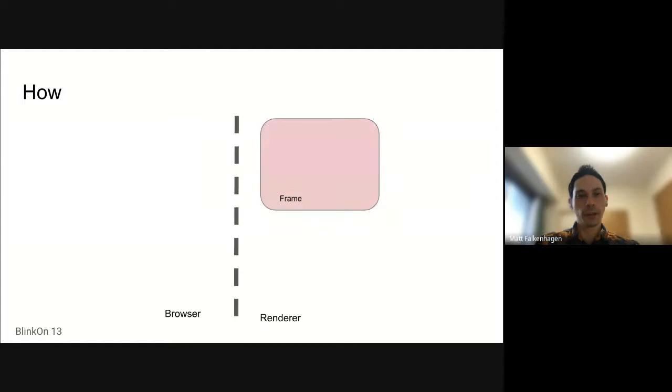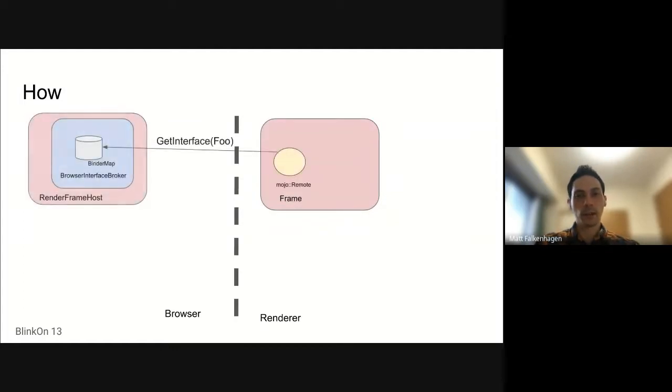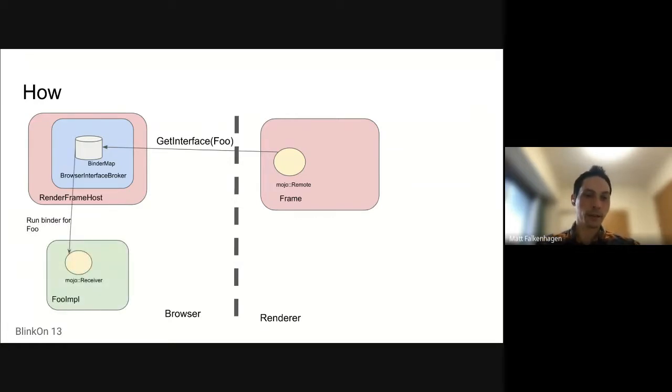Normally, when a frame wants to have access to a Mojo interface, it will talk to the browser process's corresponding browser interface broker and ask for the interface. Browser interface broker has a map basically saying, given this interface request for this interface, run this callback called a binder. When it runs, the binder is expected to bind the corresponding receiver to an implementation of the requested interface. And once that happens, now the page has access to that interface.